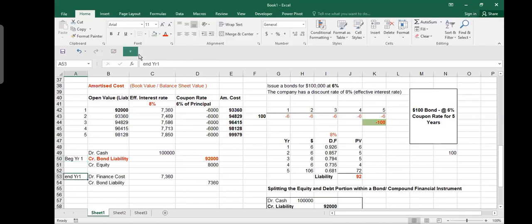And this is the end of year 1. So beginning of year 1, my liability was 92,000. Then I add this thing. This is my interest cost, which I calculated. So I call it finance cost. It is my interest expense. And I credit the bond liability because I have not paid it.